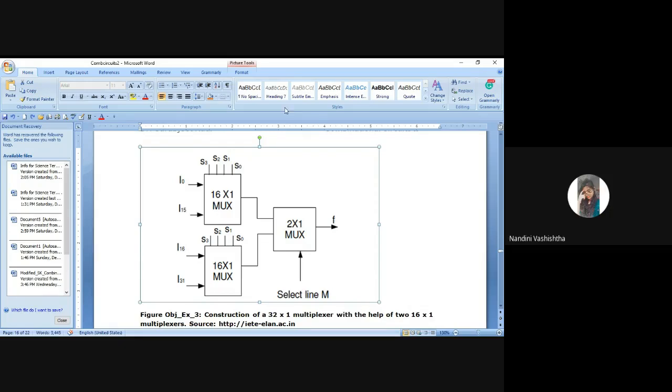Yes, ma'am. These multiplexers are working normally. So if I have given 0, 0, 0, 1, 0, then the third input line, which corresponds to I2, will be selected. And I have given a 0 here. So the complete thing becomes, I'll just write it down for you so that you can make it out.